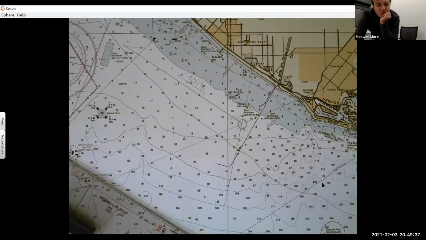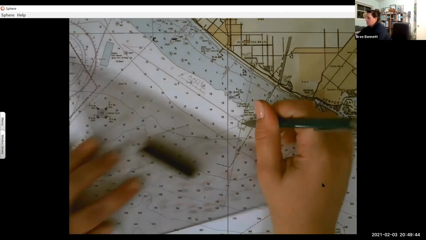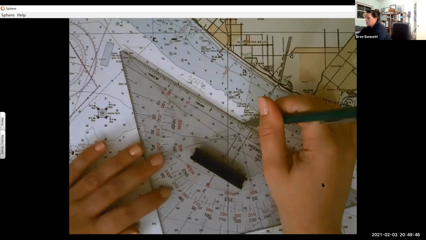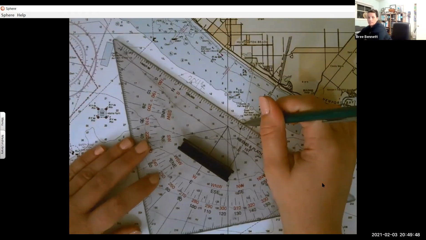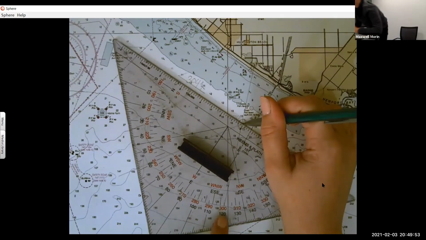So what did you line the triangle on to find that last one? So I put my pencil on my position. I used the vertical line, and then I found 304. So, oh yeah, I got it. Yeah. In this case, it's my red ones.